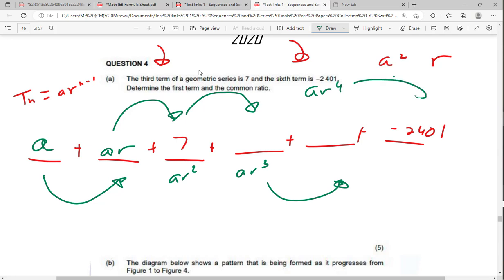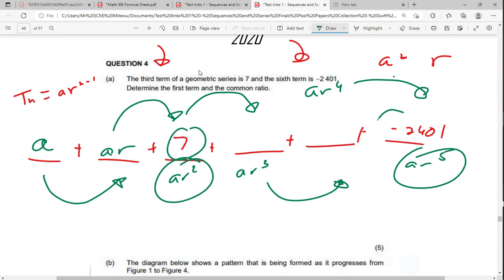And to wrap it up, we have AR to the power of 5. Okay, now we have something that we can actually work with. So if this is AR squared and this is AR 5, and this is 7 and this is negative 2,401, how do you arrive to the answer for this particular expression?